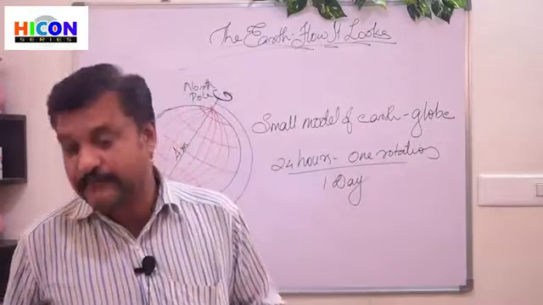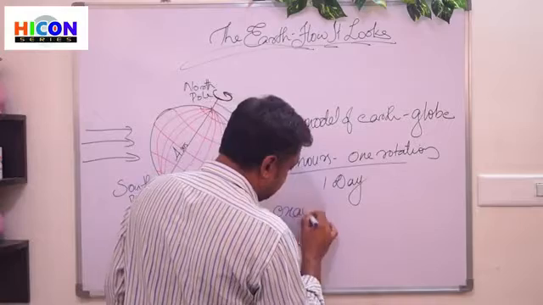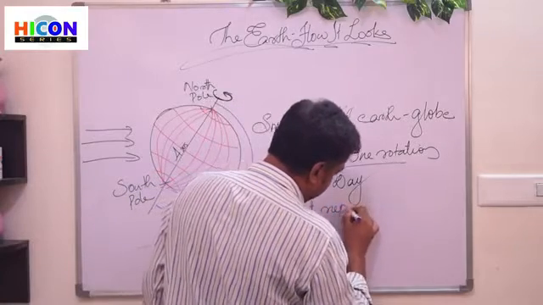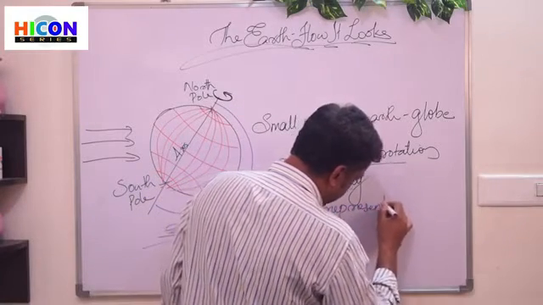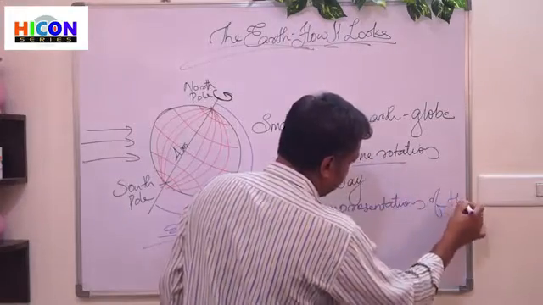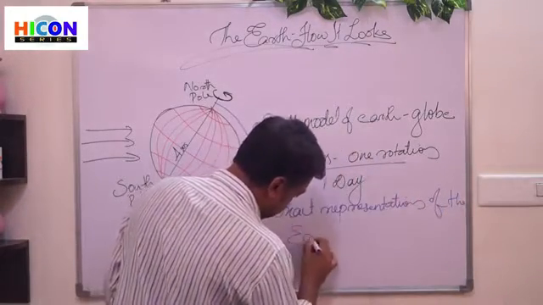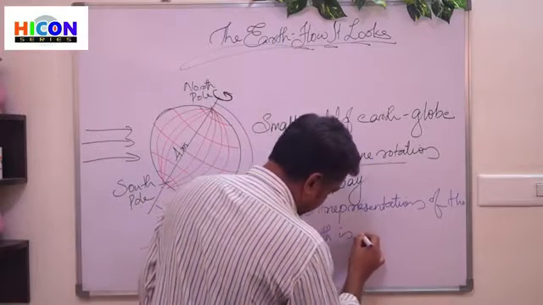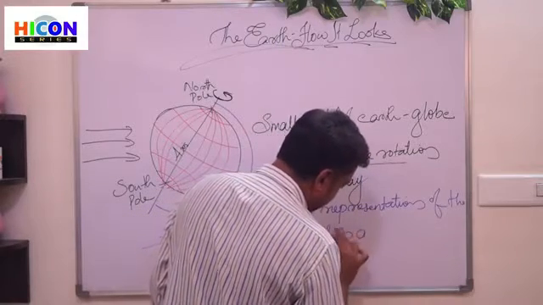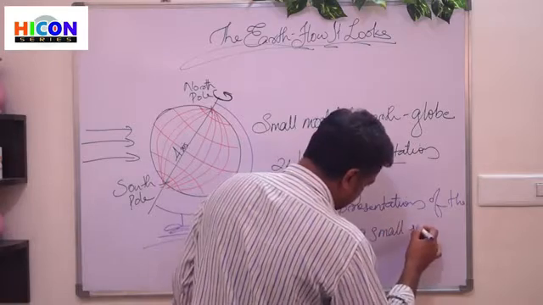So what do we say? The globe is an exact representation of the earth on a small scale.